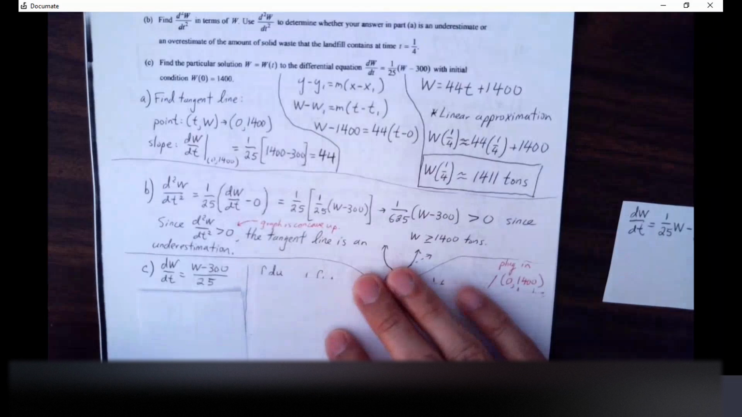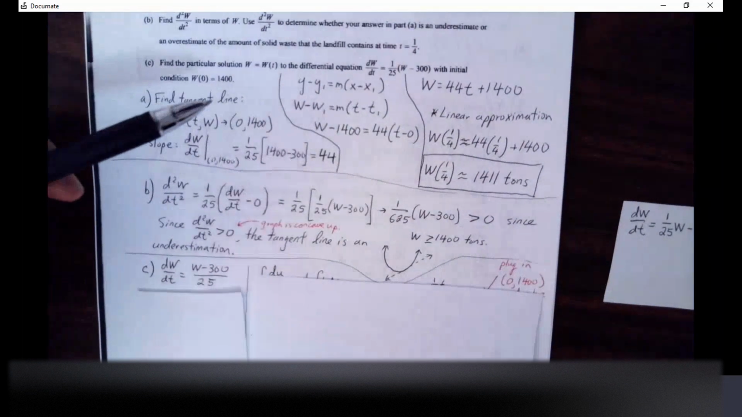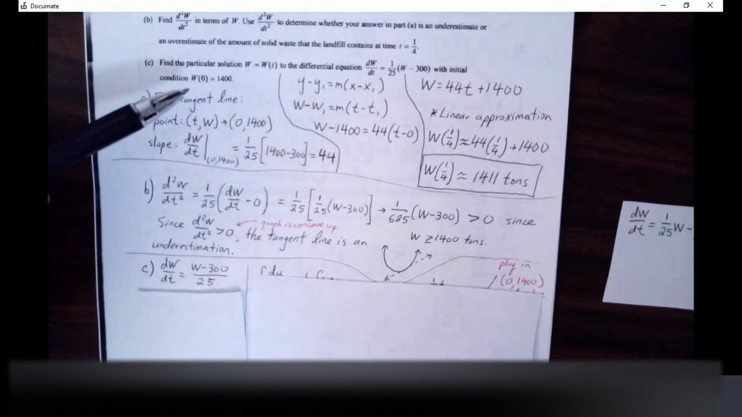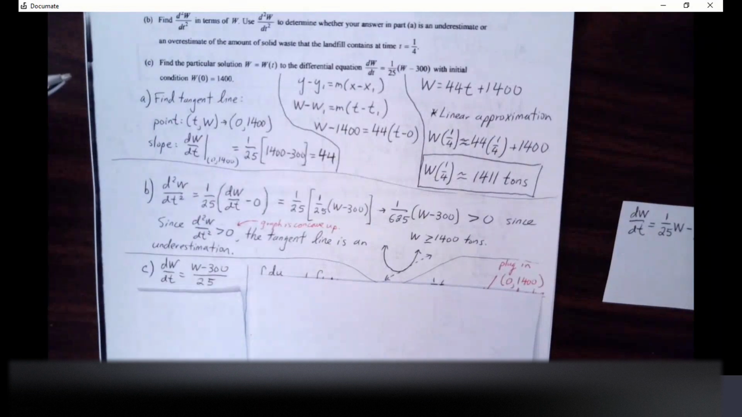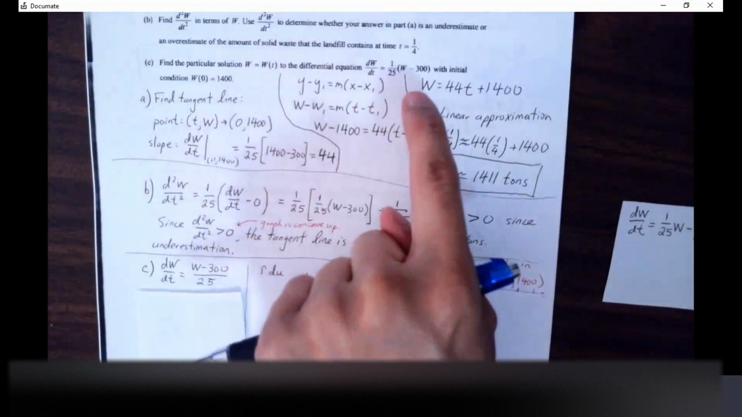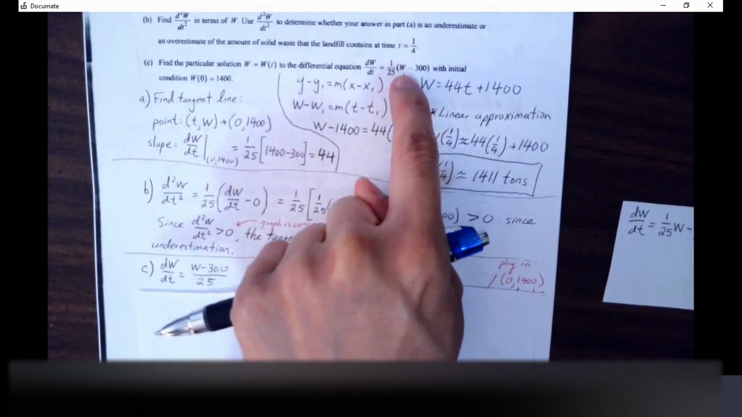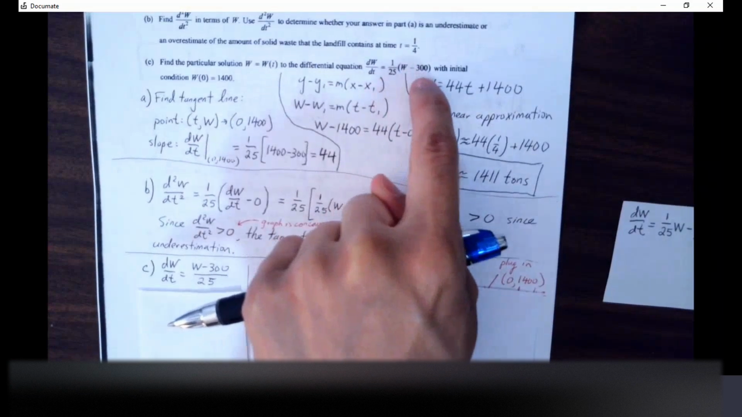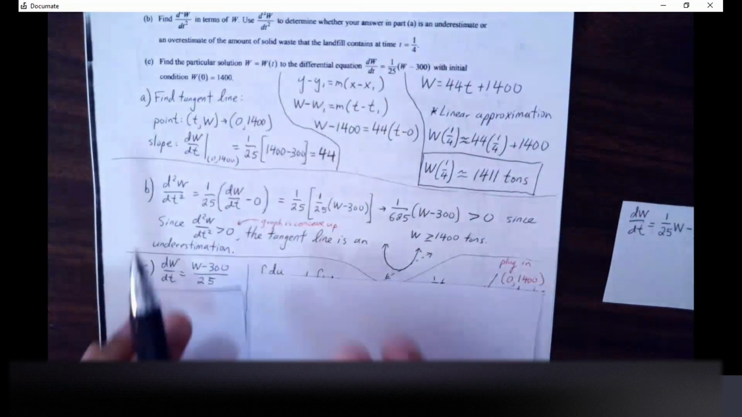All right, part C says find the particular solution for w equals w of t to the differential equation with initial condition w of 0 equals 1400. All right, so we're going to solve the differential equation. The first thing I like to do is cross multiply. So, but I'm going to put that 25 below w minus 300.